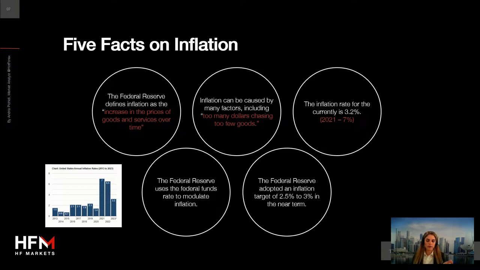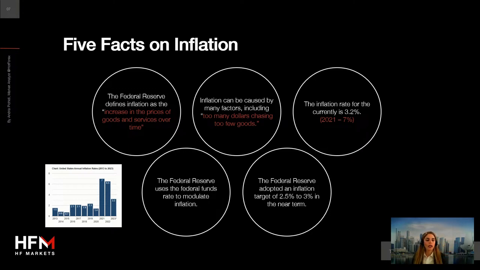So actually, right after the global crisis in 2008, four years after, in 2012, the Fed, like other central banks, adopted an inflation target, and it was at 2% for the Fed. And that was following the global financial crisis. Now they have amended that target slightly into 3%, with the near term at 2.5%. So they have updated it after the pandemic to 2.5%, with 3% being the very near term target.